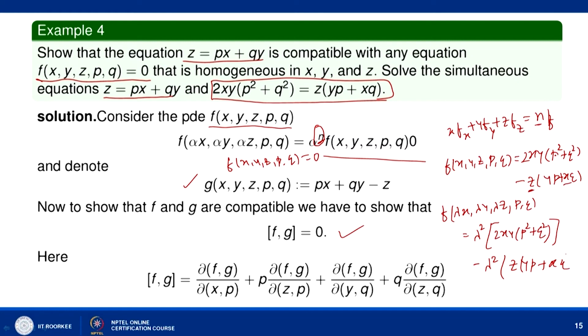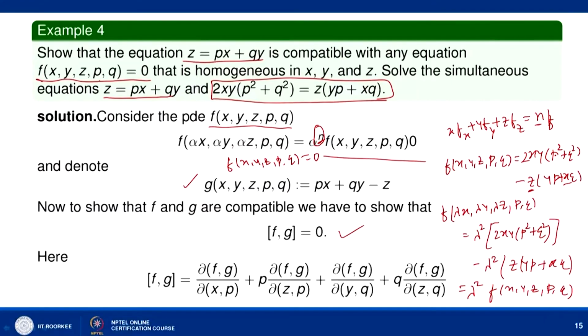So, x cube, right. When you simplify this, it is lambda square times f of x, y, z, p, q. So we can say that this is a homogeneous equation in terms of x, y, z with degree 2, right. Now, we have already proved that if f is homogeneous with respect to x, y, z and z equals p x plus q y, then they are compatible with each other.